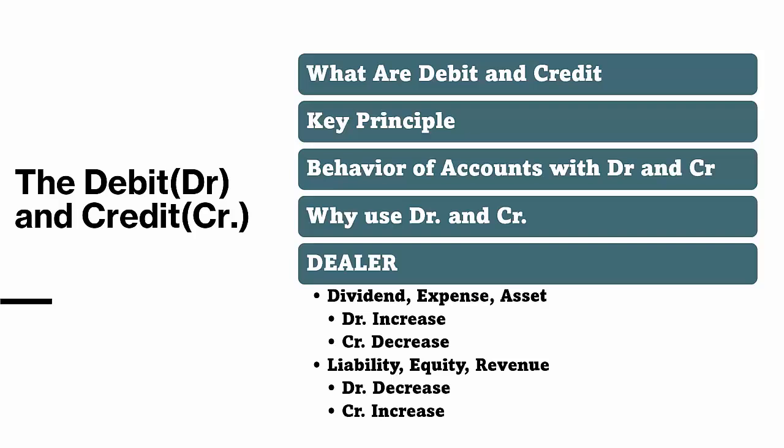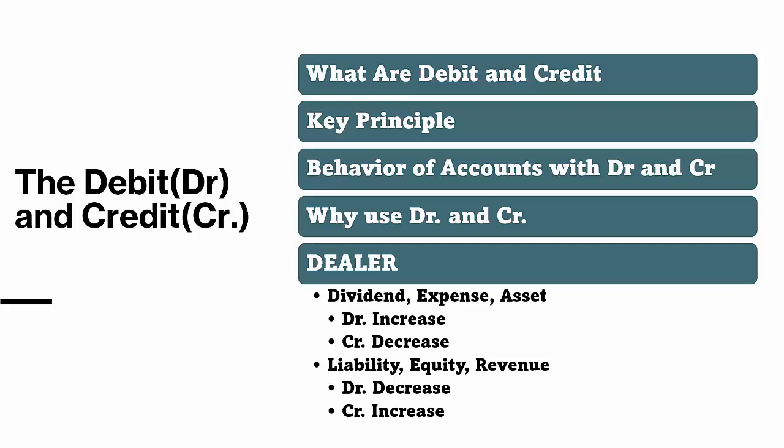3. Equity accounts, e.g., owner's capital, retained earnings: debit equals decrease, credit equals increase. 4. Revenue accounts, e.g., sales, service income: debit equals decrease, credit equals increase. 5. Expense accounts, e.g., rent expense, utility expense: debit equals increase, credit equals decrease.